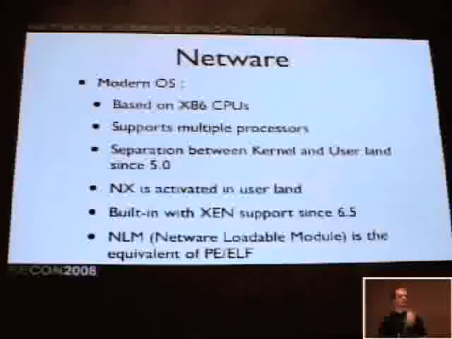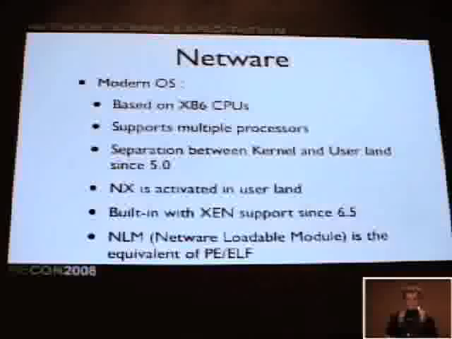So NetWare is kind of a modern OS. It's based on x86 CPUs. It has support for multiple processors. Since version 5.0, there is a separation between kernel and userland. It's a bit old, so that's why it can be considered modern. There is support for NX in the user space. And since the latest version, 6.5, it's even compiled with Xen support.